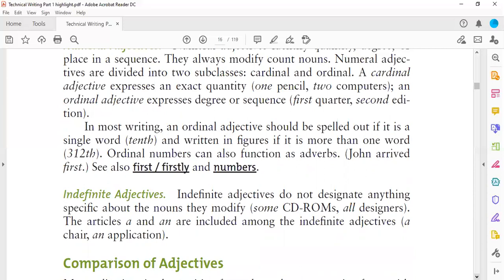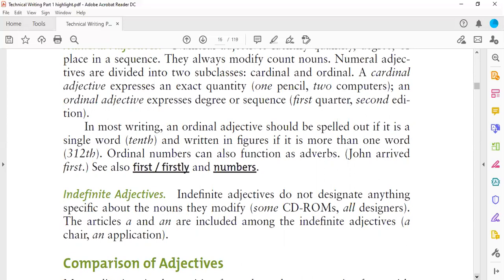So what is going on here is the difference between cardinal adjectives and ordinal adjectives. Now, the cardinal adjectives express an exact quantity. When you say 1 pencil, 2 computers, etc. So here we talk about how many pencils we have, or how many computers we have. We have 1 pencil and 2 computers.